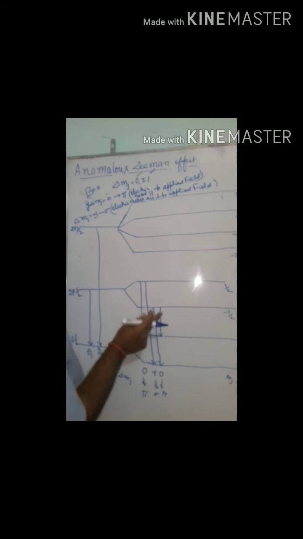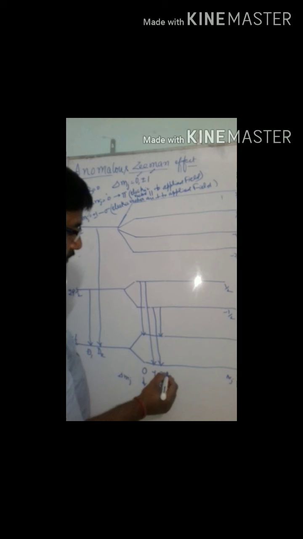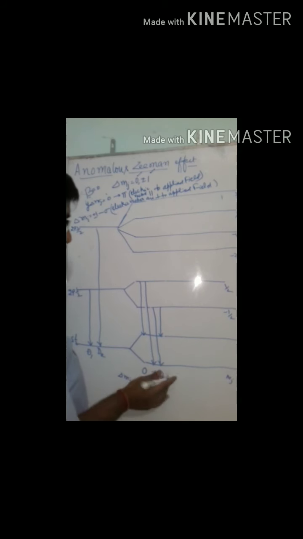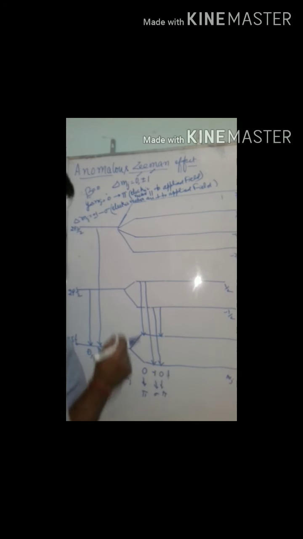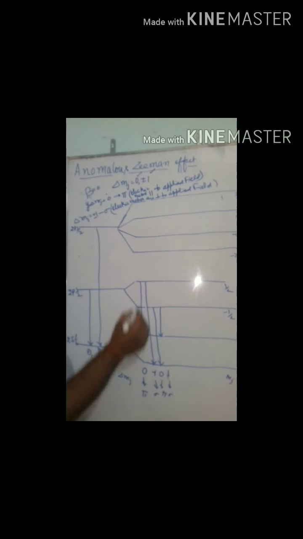And the last one is minus 1 by 2 to 1 by 2. That is 1 by 2 minus minus 1 by 2, that is 1. So this is your 1. Right? So here it is your sigma component. So for the D1 line, this transition is D1.